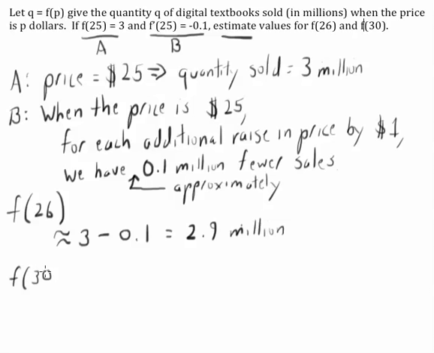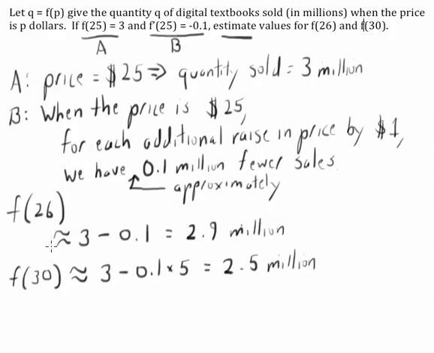Same idea with 30. We say f of 30, the amount sold. Well, we started at 3. Now we're raising the price by $1 5 times. So we're going to go down 0.1 million times 5. And that is 2.5 million.